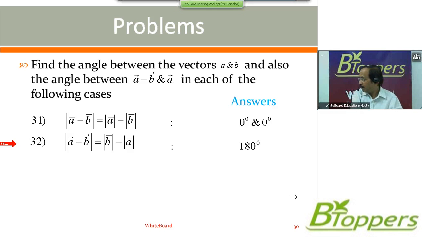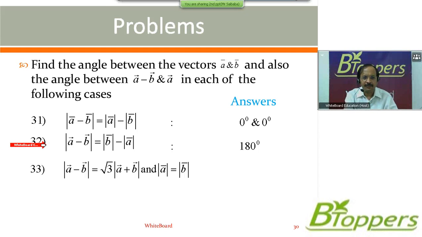Then you see the next question here. Question number 33. Mod of A bar minus B bar equal to √3 times modulus of A bar plus B bar, and it is given that mod of A bar equal to mod of B bar. That means the magnitude of vector difference A bar minus B bar is equal to √3 times the magnitude of vector A bar plus B bar. And you are also given that magnitude of A bar is the same as magnitude of B bar.